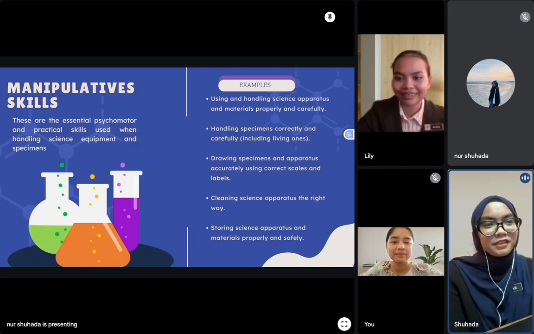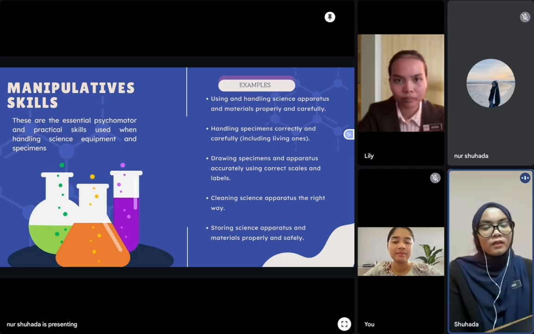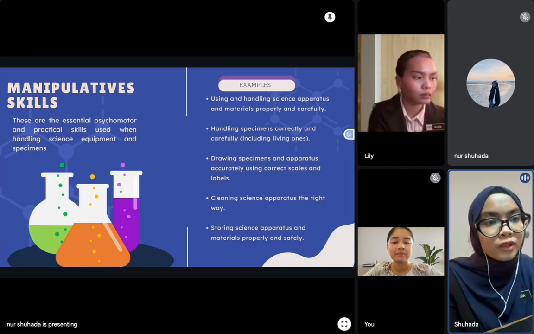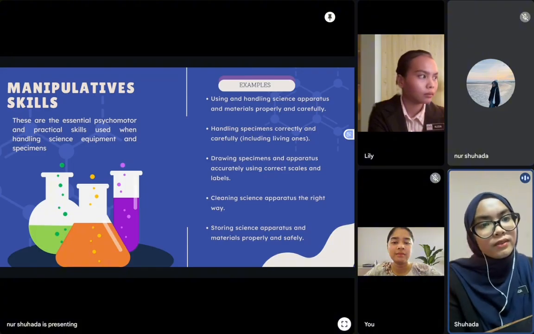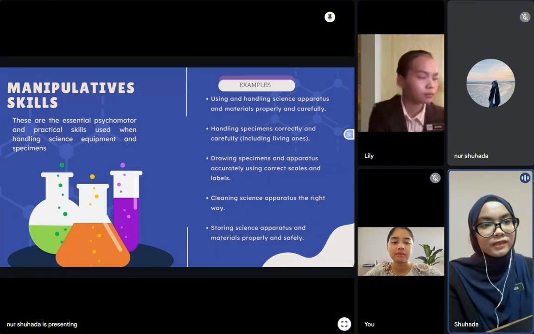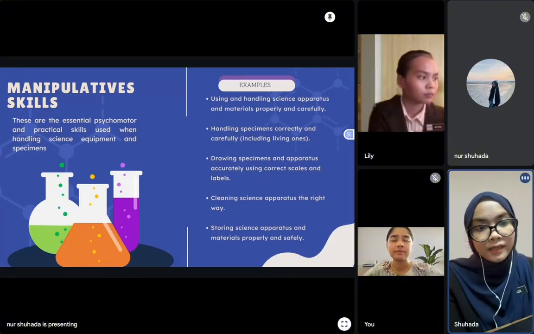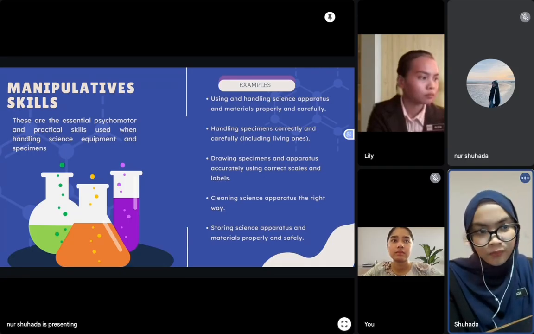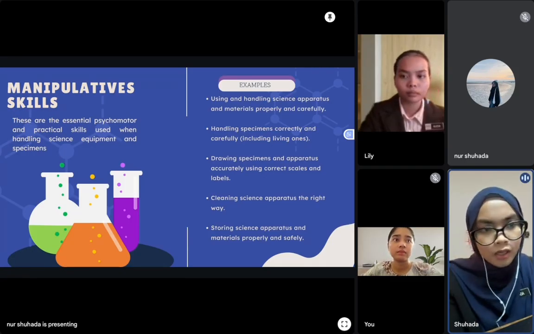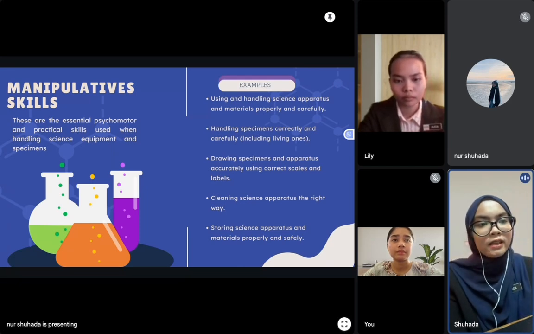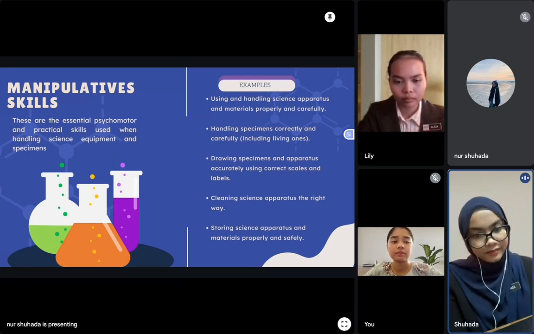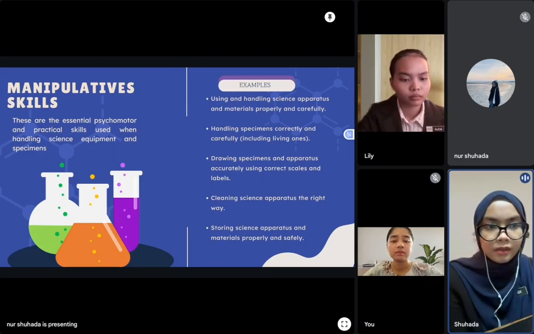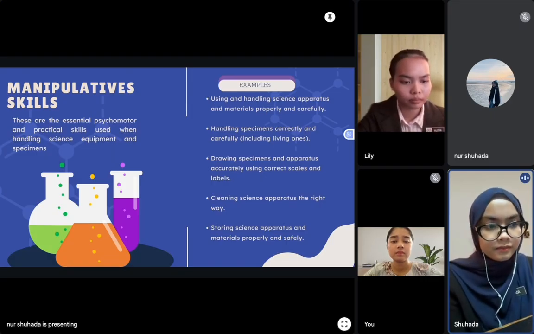Next, cleaning science apparatus the right way. Wash glassware with warm water and soap. Then rinse several times with tap water, and finally with distilled water. Place all the waste material in an appropriate disposal container. And most importantly, do not throw waste in the sink unless instructed by the teacher. Lastly, storing science apparatus and materials properly and safely.